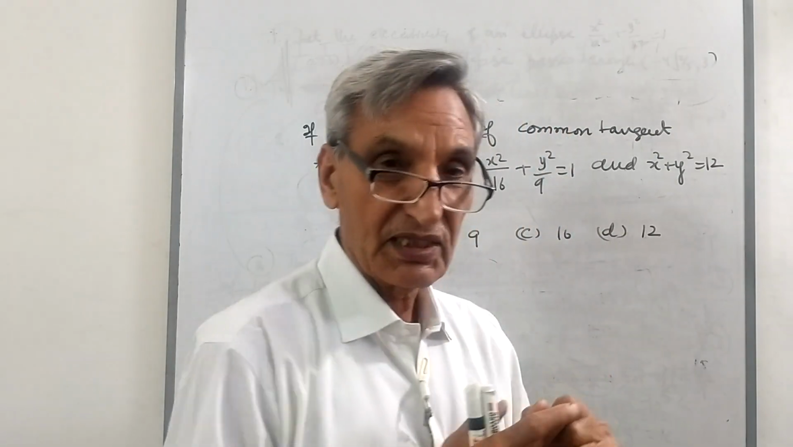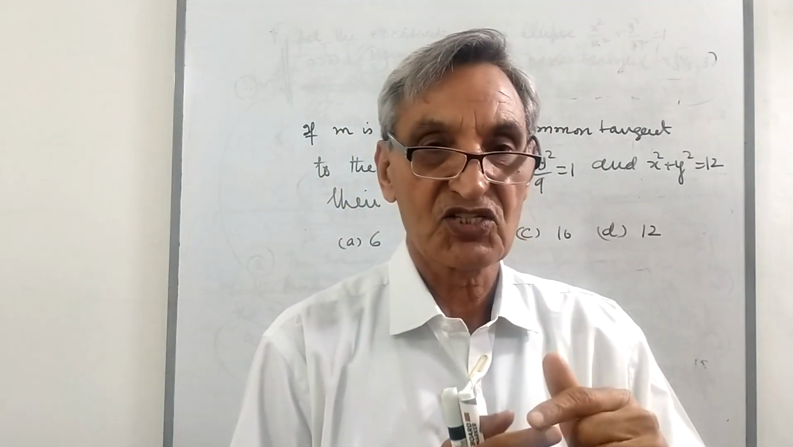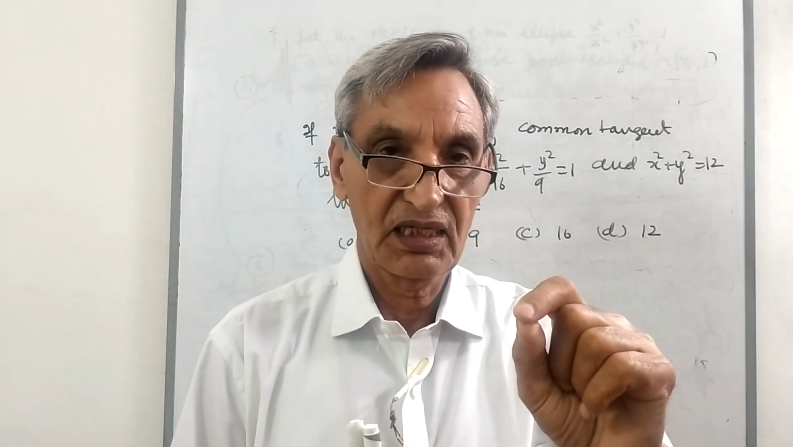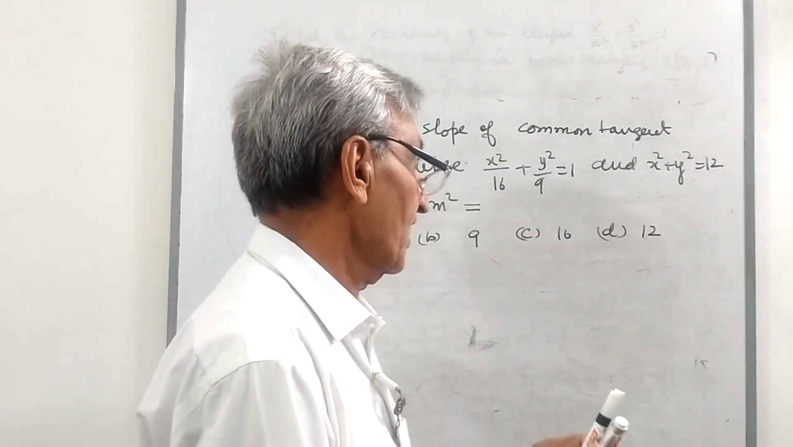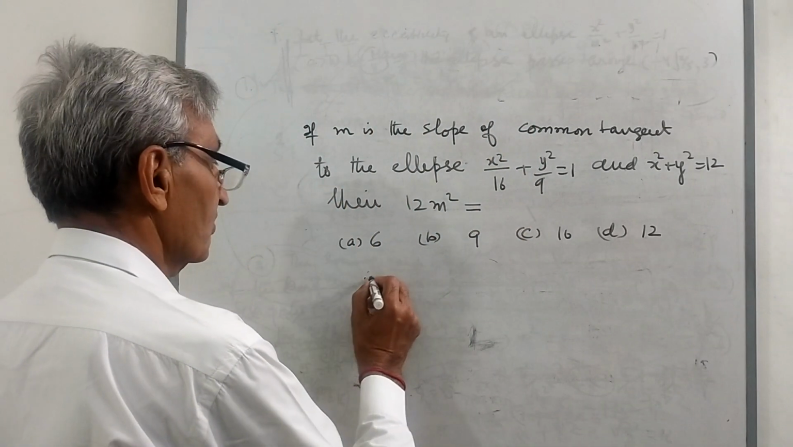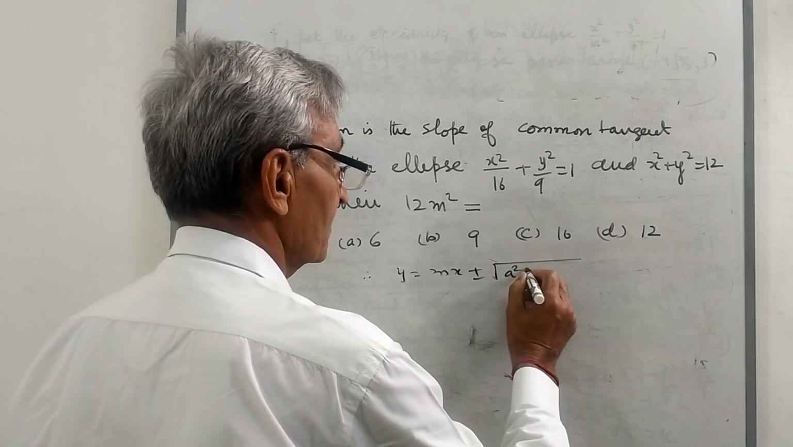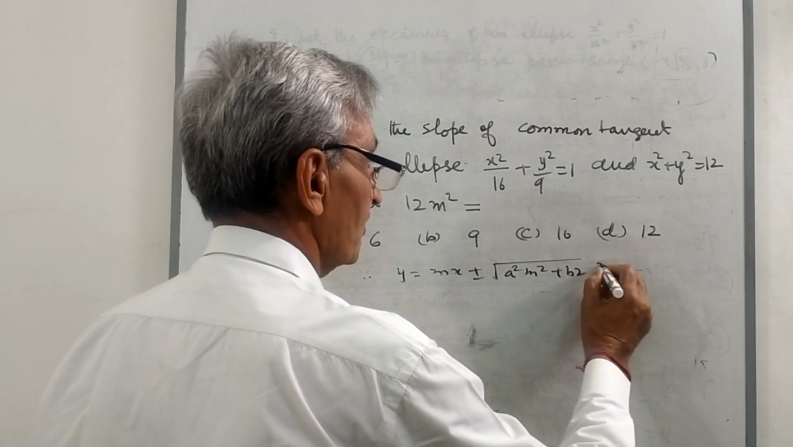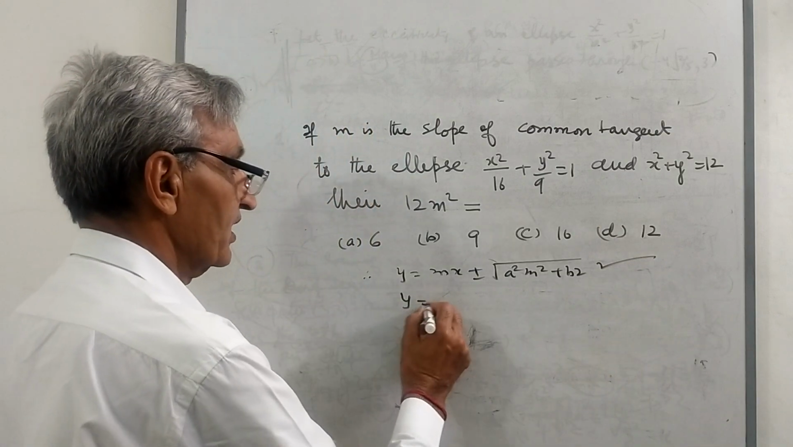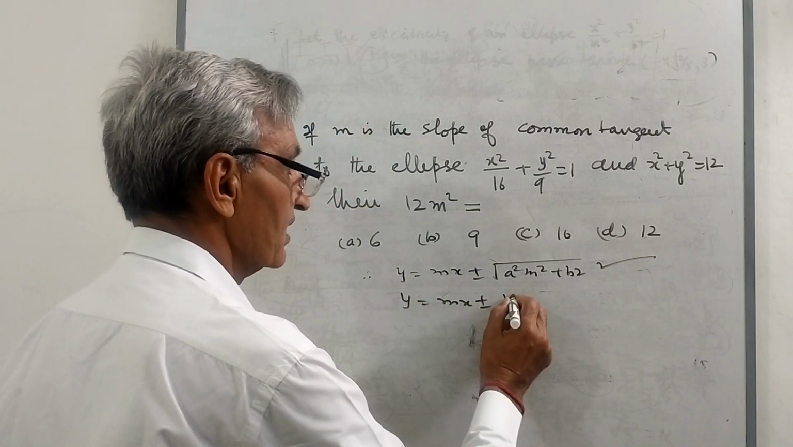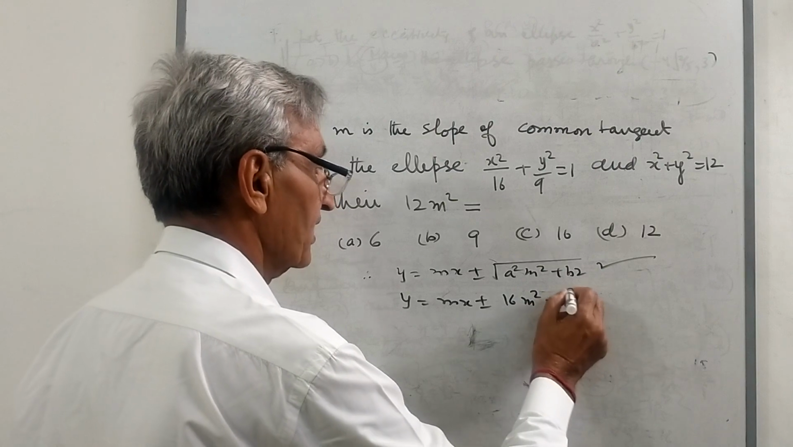Now there is a common tangent, so I must know what is the tangent on the ellipse. Slope is given, but I know the equation of the tangent: y is equal to mx plus or minus under root of a square m square plus b square. You should not quickly go with this one. This is equal to what? 9 under root.